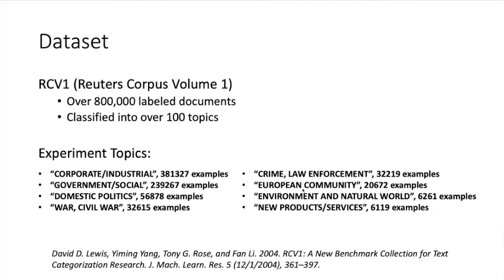So for this experiment, I chose to use the Reuters RCV1 dataset. That dataset contains over 800,000 labeled documents, all of which have been classified into over 100 different topics. So for this experiment, we'll be looking at 8 distinct topics from that data set with varying numbers of positive examples, so you can see those here.